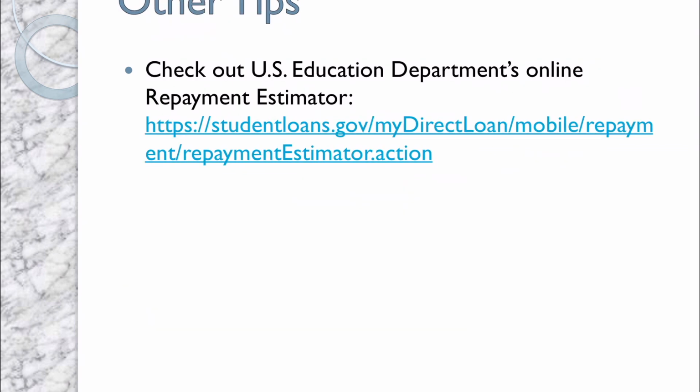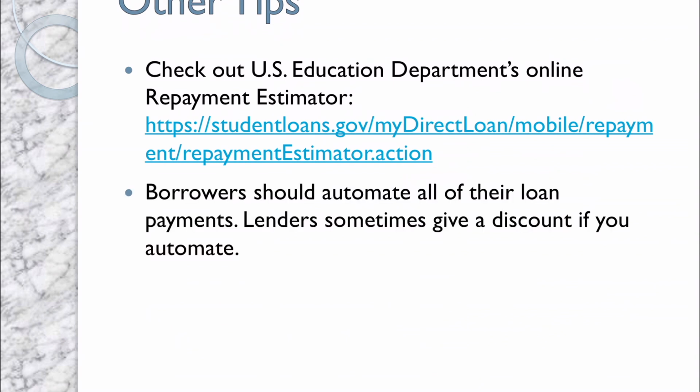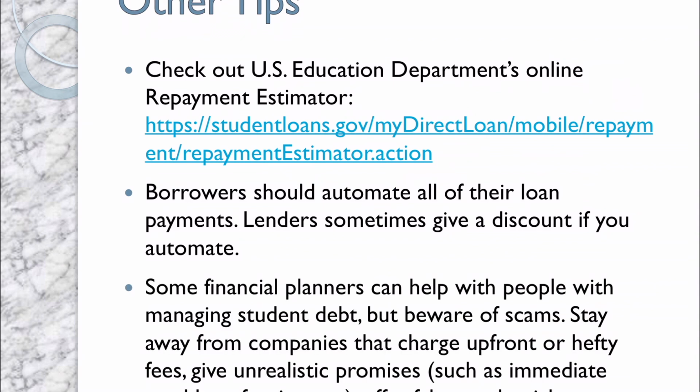If you want some other tips on how to pay off your student loans, for those of you that have student loans and want to learn a little bit more, check out the U.S. Education Department's online repayment estimator. Another tip would be to automate all of your loan payments. Sometimes you can get a discount. And then you can also get some help from financial planners, but you do need to be careful about different scams.